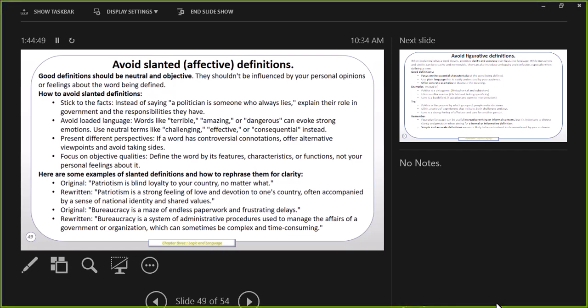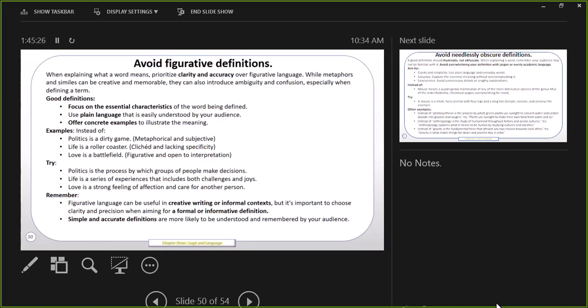Original definition: patriotism is blind loyalty to your country no matter what. It's what? A highly slanted, affective, biased definition for the word patriotism. The person who defined the word patriotism in such a way is simply trying to influence or persuade the attitude of others without telling what exactly or objectively patriotism is. The same thing is true for bureaucracy: it's a maze of endless paperwork and frustrating delay. It's a kind of persuasive or slanted definition, right? In rephrasing, you need to focus on objective qualities and present different perspectives, avoid loaded language and stick to the facts. Avoid figurative definition.